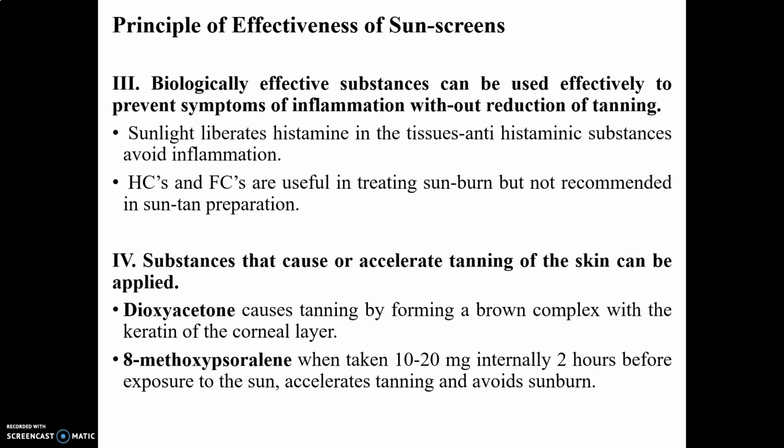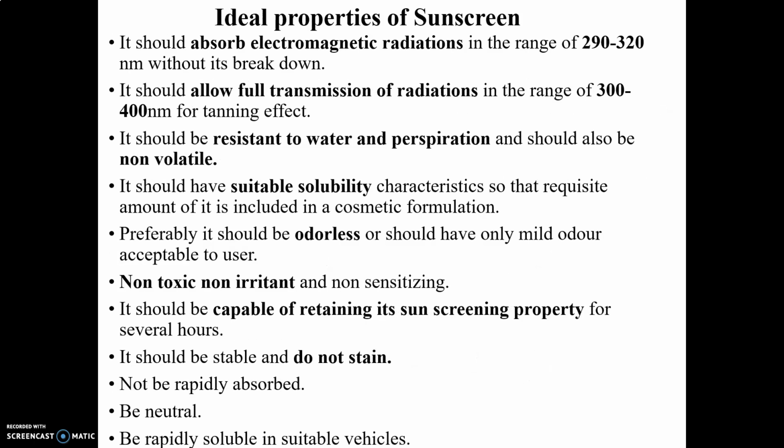Third, you can incorporate some biologically effective substance which will reduce the symptoms of inflammation. So you can add antihistaminic substances in the formulation, which will again protect us from the inflammation. And the fourth one, substances that cause or accelerate tanning of the skin can be applied. Example, dihydroxyacetone and 8-methoxypsoralen, which form a brown colored complex layer on the surface of the skin, so the skin already gets tanned and then it protects us from the sun rays.